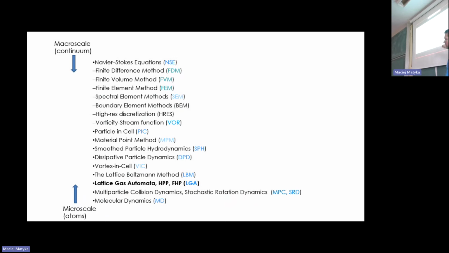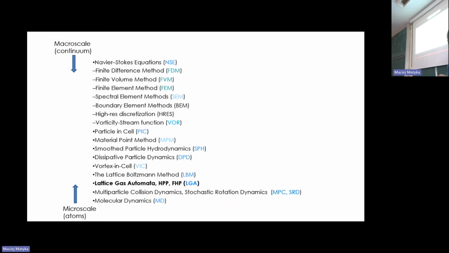Vortex in cell is a method in which you have a grid and you describe vortices directly. Dissipative particle dynamics and smooth particle hydrodynamics are based on particles that are moving in free space without any grid. These are called meshless methods. And the material point method, very interesting.